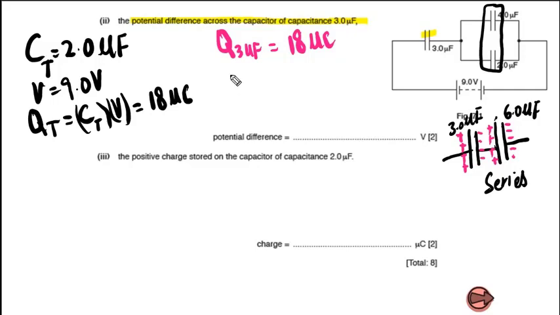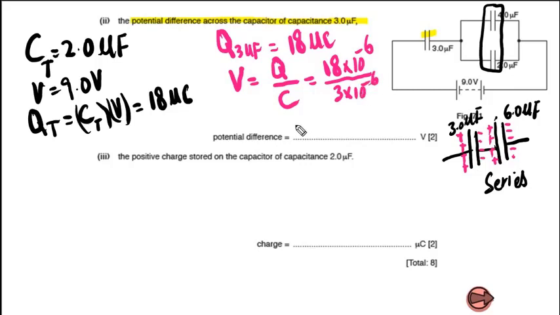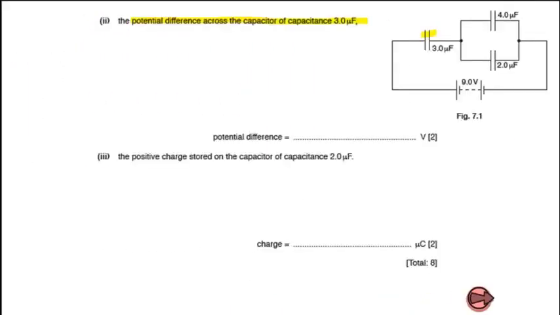And we have its capacitance. We need to find the potential. Simply, the potential difference V will be equal to the charge on the positive plate of the 3 microfarad capacitor divided by its capacitance. Charge is equal to 18 microcoulombs, meaning 18 times 10 to minus 6, and its capacitance is 3 times 10 to minus 6. So the potential difference is equal to 6.0 volts.